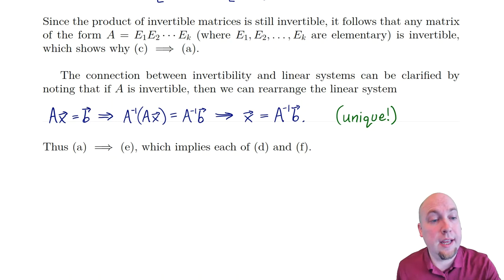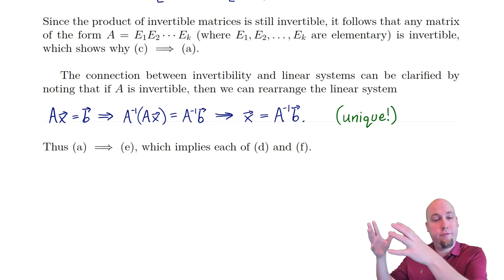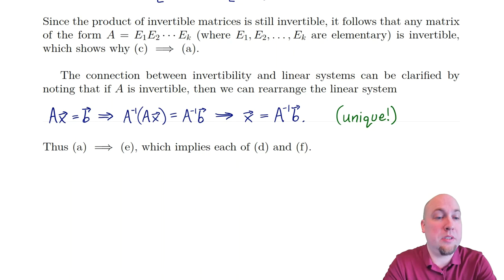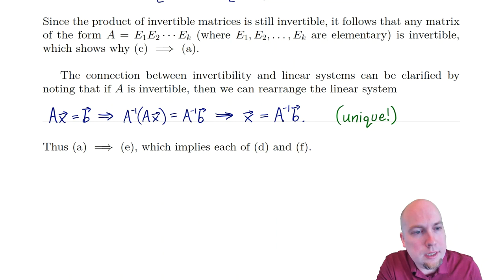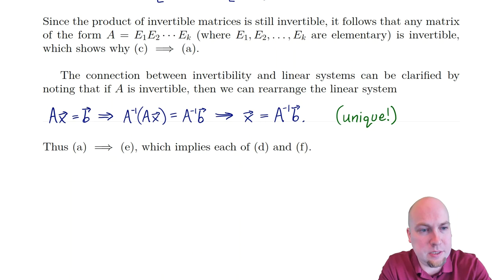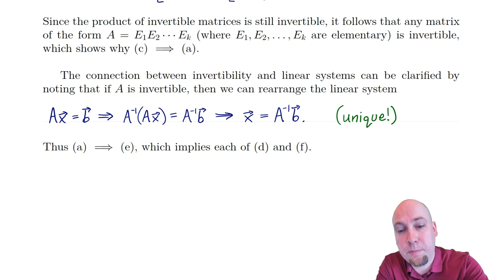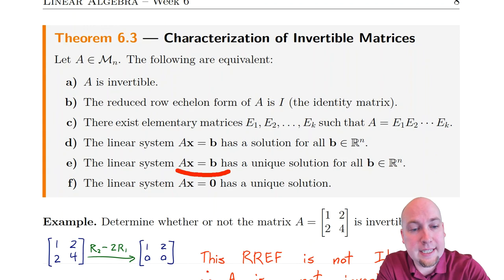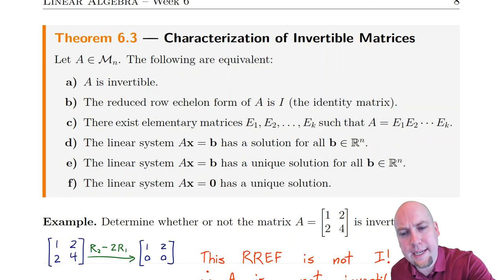Okay, and that tells us right away that invertibility implies this linear system always has a unique solution, because we were able to find what that solution was, right? If Ax = b, then x must equal A inverse times b, okay? There's only that one possibility. So in other words, this linear system Ax = b has a unique solution no matter what b is. And this is what it is. We can even come up with this explicit formula for what that unique solution is. So property A implies property E right away, okay? If your matrix is invertible, then Ax = b has a unique solution no matter what that right-hand side b is.